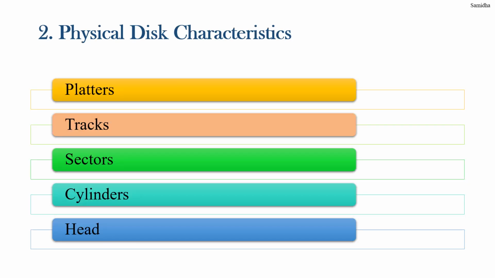Next, we'll see some physical characteristics. These refer to the physical aspects of a storage device, like a hard disk. These characteristics define how the data is stored on the hard disk. Some of these characteristics are platters, tracks, sectors, cylinders, and head. We'll see this with the help of images.